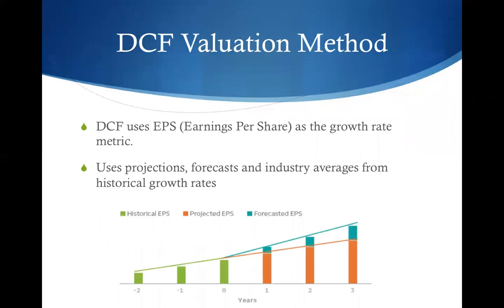The DCF valuation method uses the EPS, the earnings per share, as a growth rate metric. It uses projections, forecasts, and industry averages for historical growth rates. And right here, I just detailed a little graph to show you how it projects, a little illustration. In the green, you'll see the historical EPS, what was done in the past. And you have the projections of the EPS, the earnings per share for the future, which allows you to give a forecasted EPS of what your earnings potential may be.